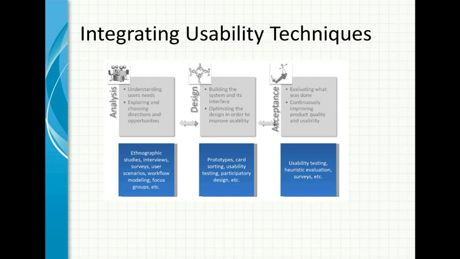Next, you would build prototypes. Before designing or doing anything, you want to build prototypes. Use card sorting, usability testing, participatory design, etc. to get that feedback from users on potential designs that you might use. And next, you would conduct usability testing or heuristic evaluation. Sometimes surveys are involved in this step as well.